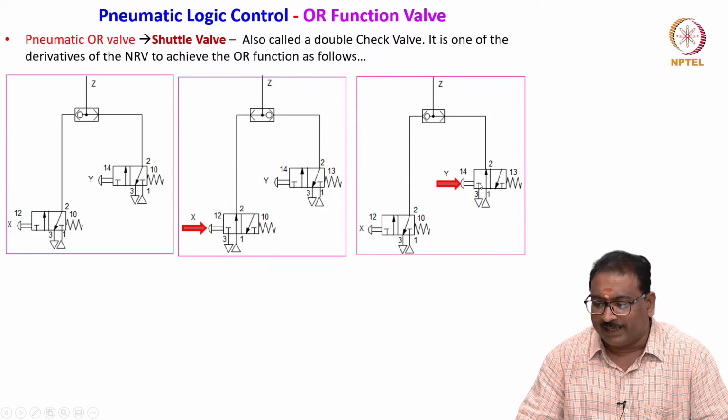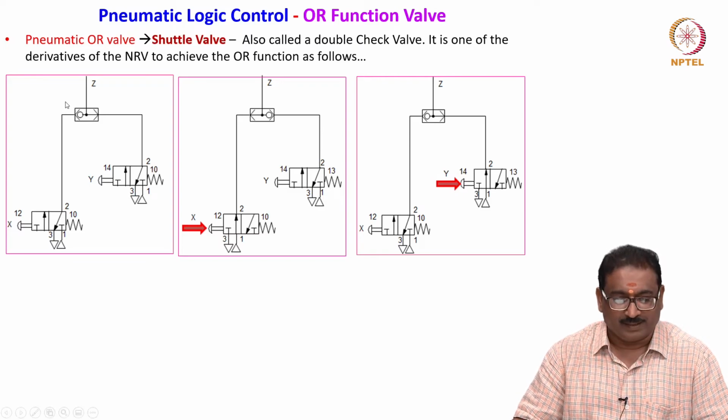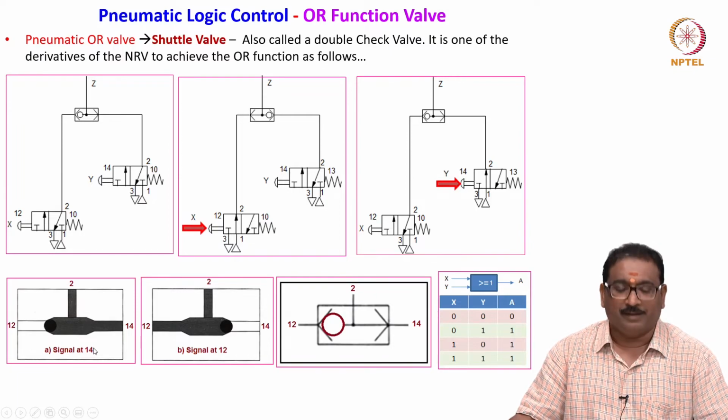Or when you press this, what happens? The ball will slide and close this, and Z will receive the flow from this 3/2 valve. This is the OR function. This is the shuttle valve, very, very important. Here I am showing you how it works.